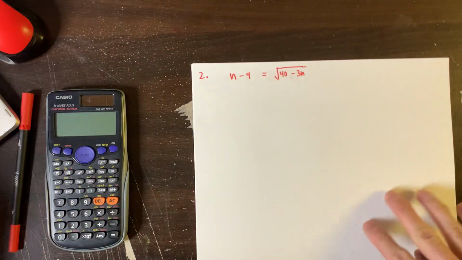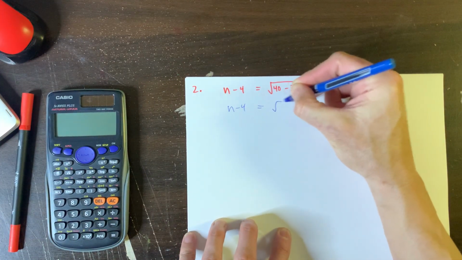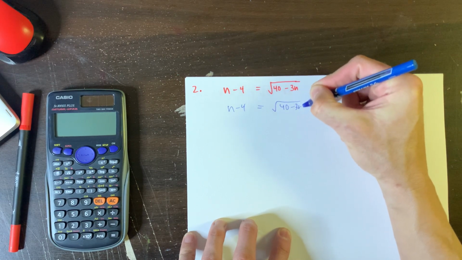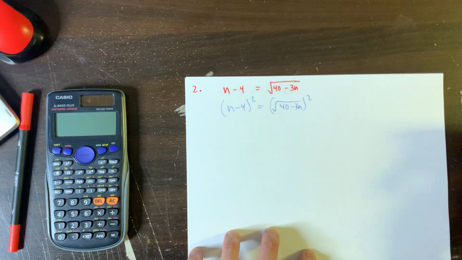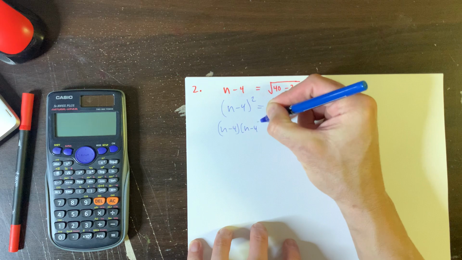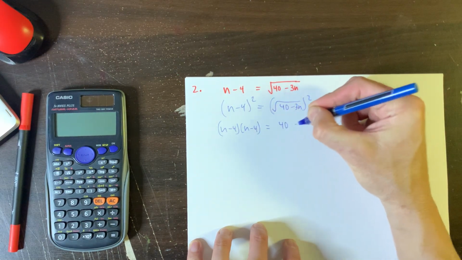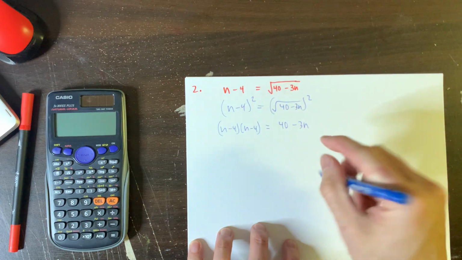For number 2, notice that the square root is already by itself. So I am ready to square both sides. So I just copied it again, but now let me square the left and the right. Now over here, n minus 4 squared is n minus 4 times n minus 4. On the other side, the square is going to knock out the square root. So it's just this stuff there.